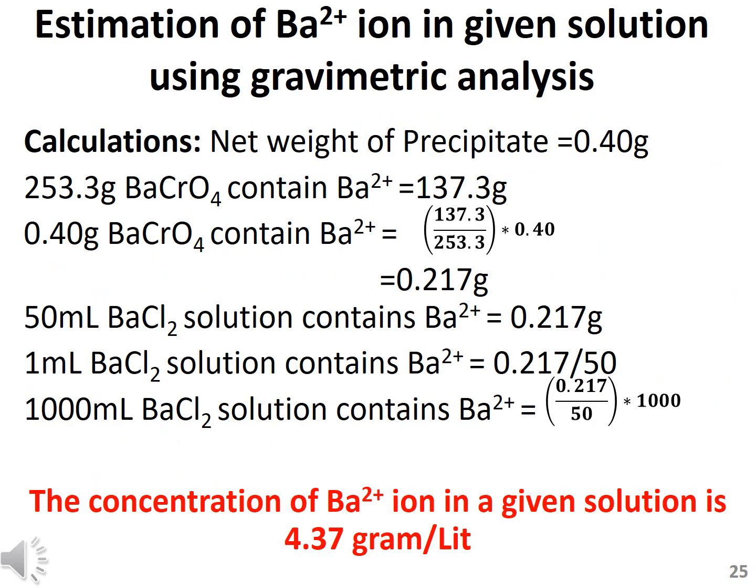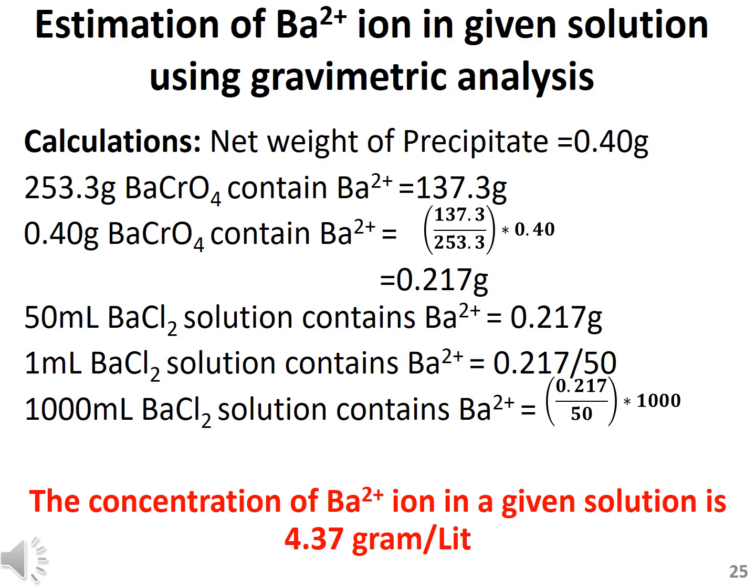The net weight of the precipitate was 0.40 gram, and the molecular weight of barium chromate is 253.3 gram. Barium chromate contains barium ion, whose atomic weight is 137.3. So our product, that is 0.4 gram of barium chromate, contains barium ion; it is going to be 0.217 gram.